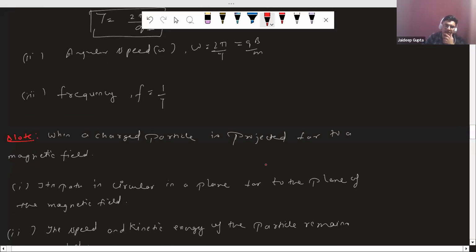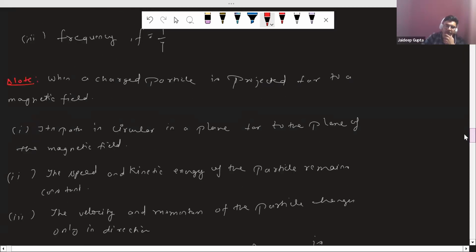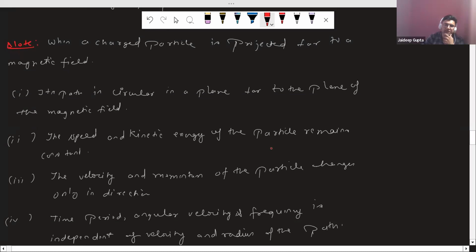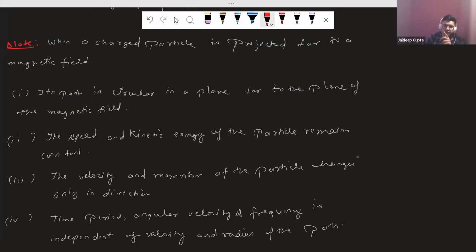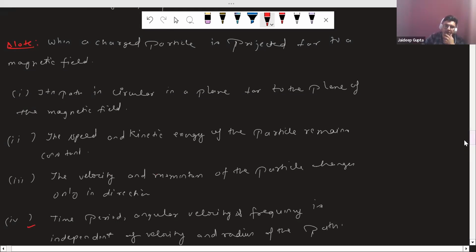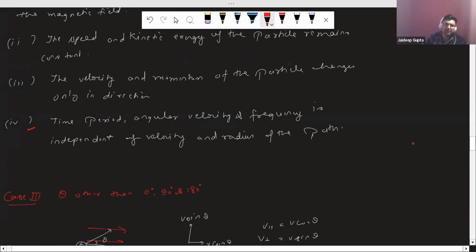Now, when a charged particle is projected perpendicular to the magnetic field, the path is circular, first point. The speed and kinetic energy remain constant. The velocity and momentum change only in direction. And the last point: time period, frequency, and angular velocity don't depend on the velocity and the radius of the path.